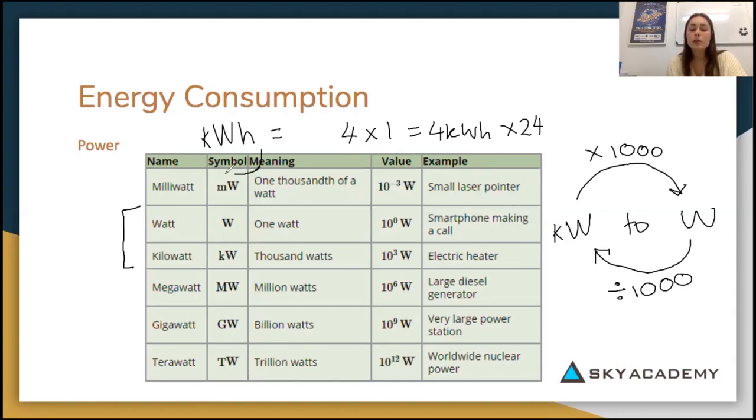You just have to remember that if your appliance is in terms of watts and the question asks for it in kilowatt hours, first you need to convert it to kilowatts, then you can convert it to hours to make kilowatt hours. So let's have a look at the next slide.